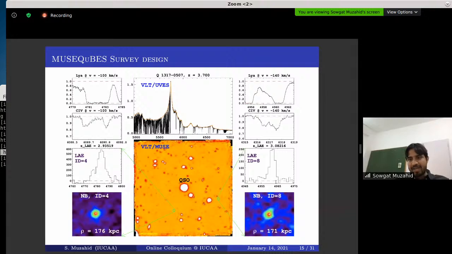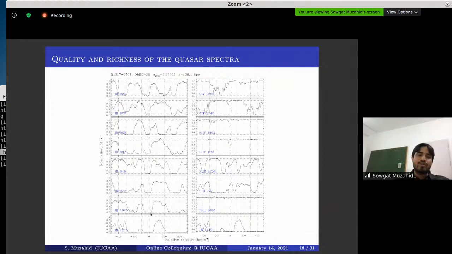You can see this Lyman alpha emitter is clearly showing strong carbon IV and also strong H I absorption, and the same for the Lyman alpha emitter detected here. For those who are experts, this shows the quality and richness of the quasar spectrum. That's one of the Lyman alpha emitters in our sample. For those who are not aware of these plots, zero velocity is the redshift of the Lyman alpha emitter, and the absorption you see, both blue and red, is the gas kinematics projected along the line of sight.